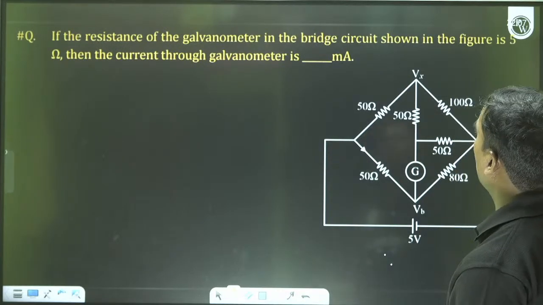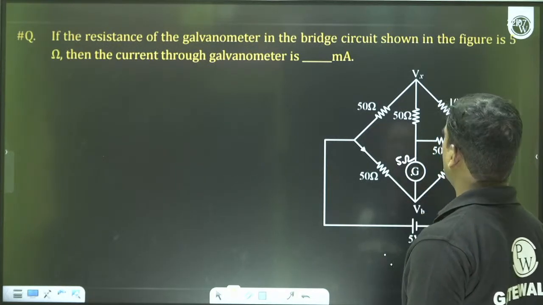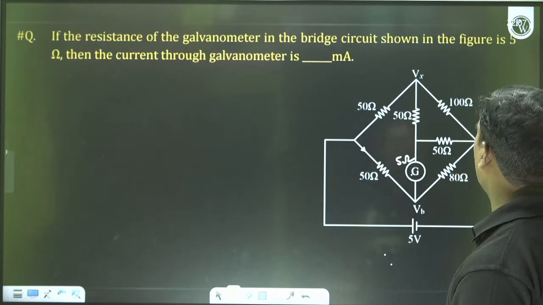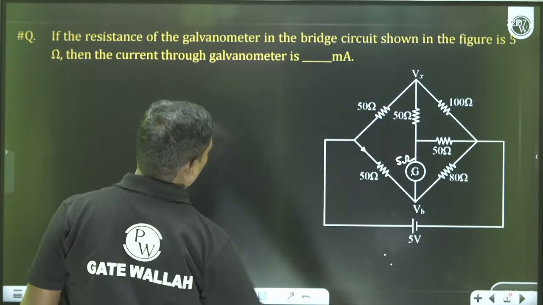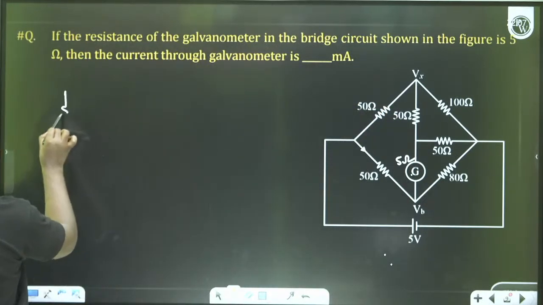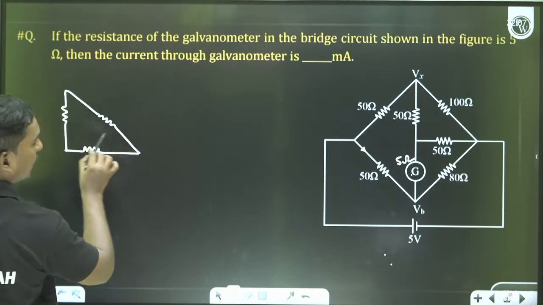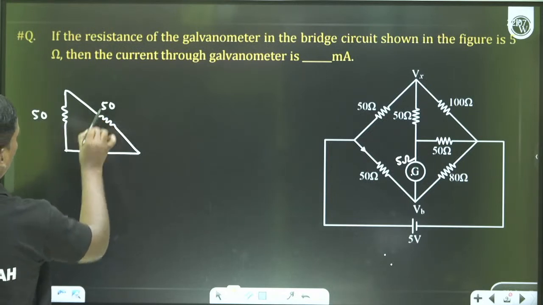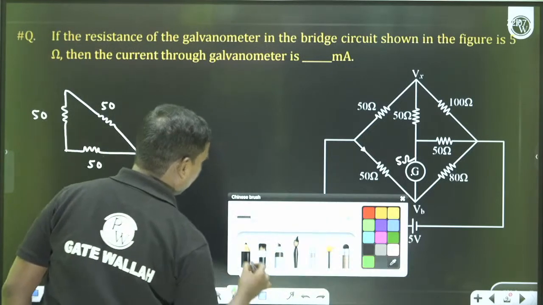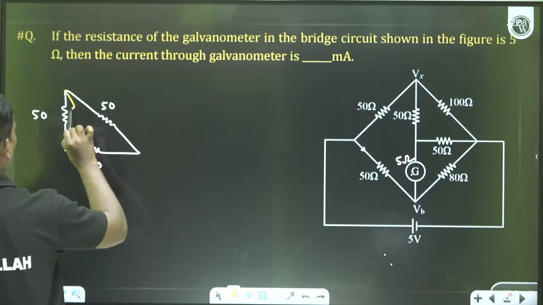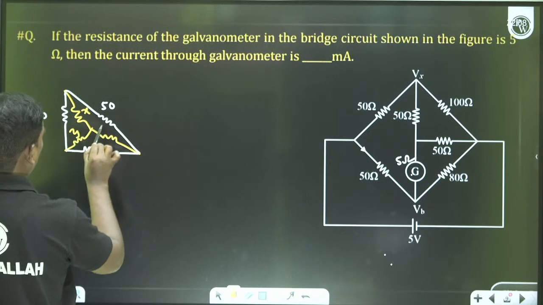If the resistance of the galvanometer in the bridge circuit shown in the figure is 5 ohms, then what is the current through the galvanometer? Again the same method. First we have to find out this resistance. This is 50, this is 50, this is 50. So we can find out X, Y, Z, delta to star. This is X, this is Y, this is Z, this is Y.